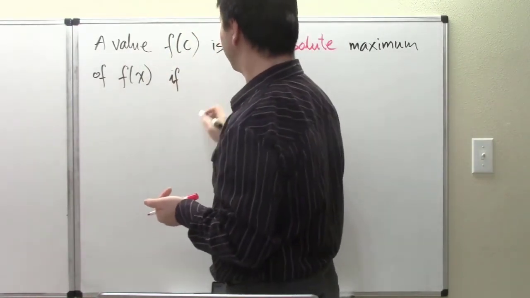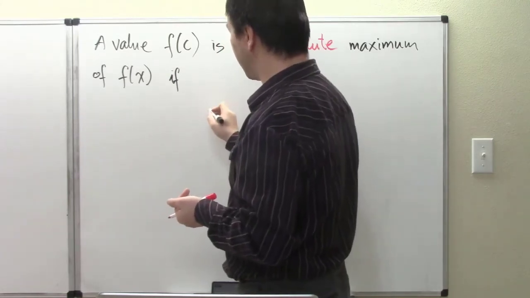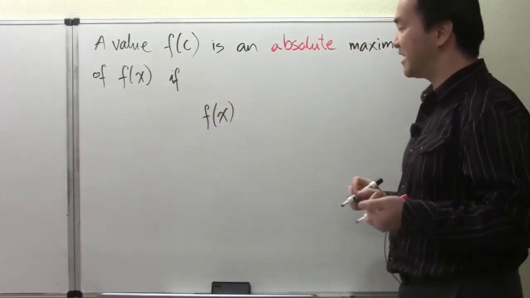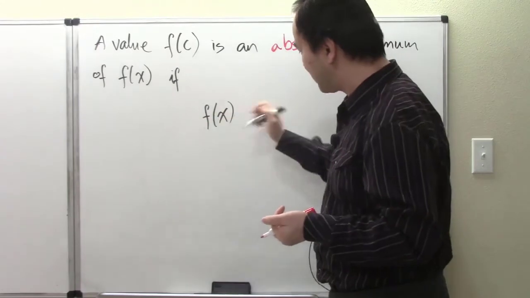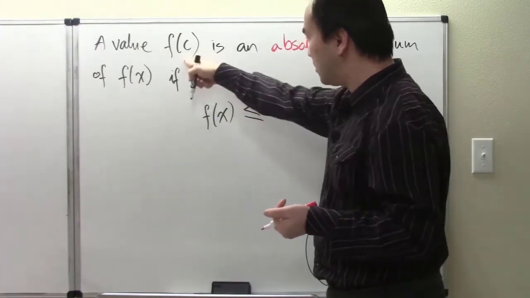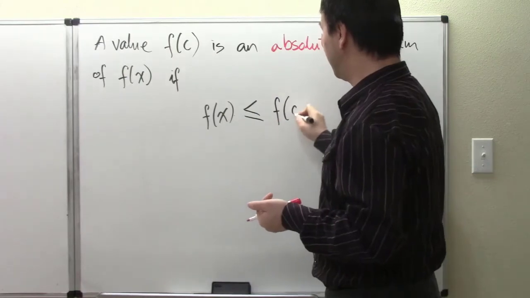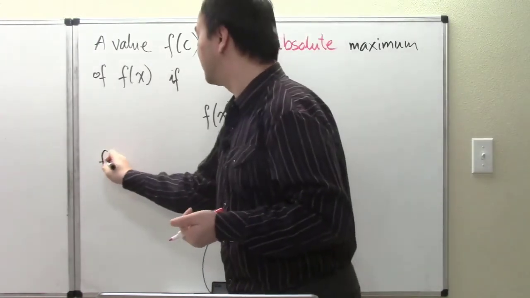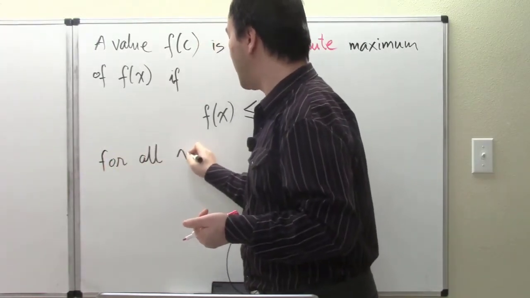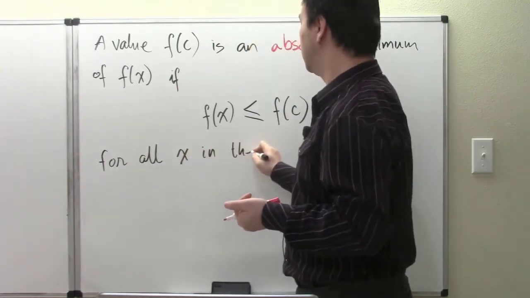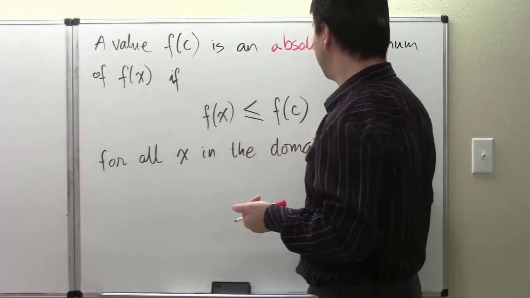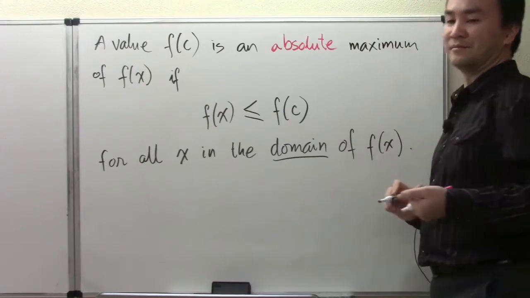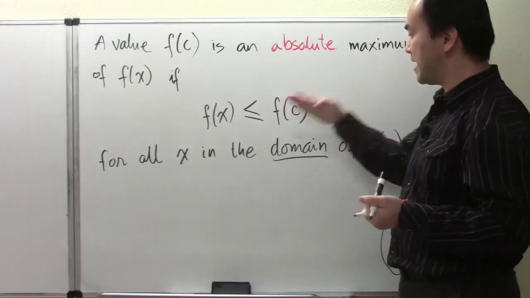If, and now the requirement here that needs to be satisfied is very similar to what we have seen when we were studying the local maximum and minimum: if f of x, the function value, is less than or equal to this value f of c, but then here I have to add a requirement for all x values in the domain of f of x. And that's what it means to be an absolute maximum.